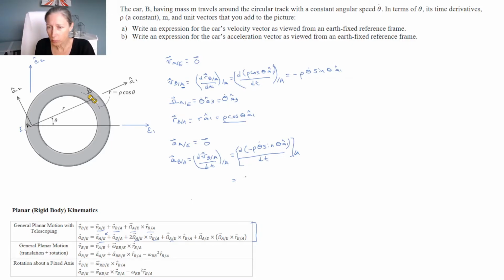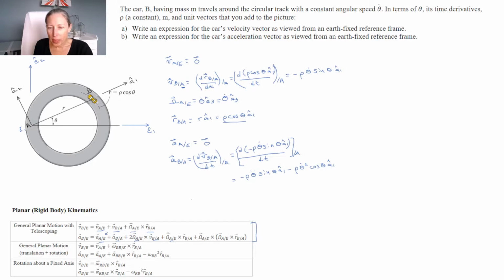This is going to be negative rho theta double dot sine theta A1 minus rho theta dot squared cosine theta A1. And again, make sure you understand how that works and why that is true. Okay? And also you should be checking my work. All right, so that's the acceleration of B with respect to A.